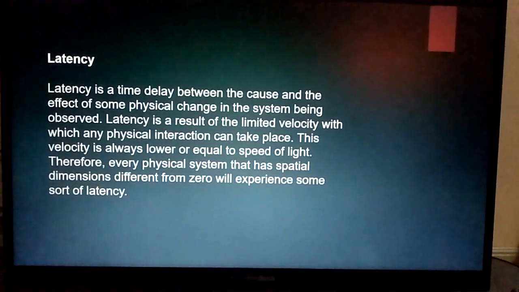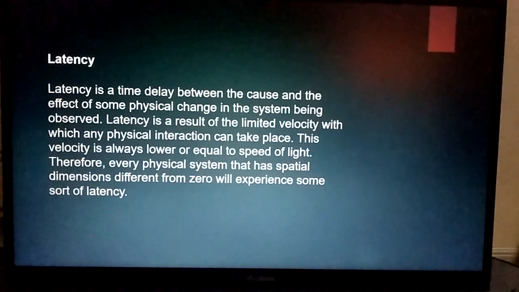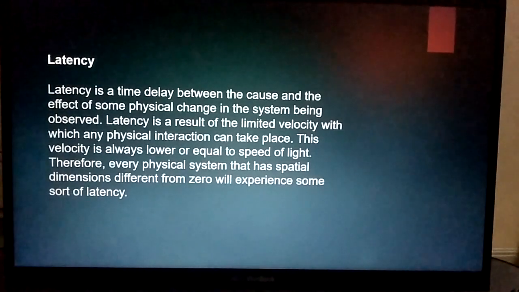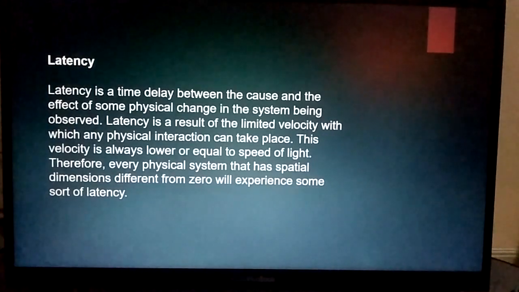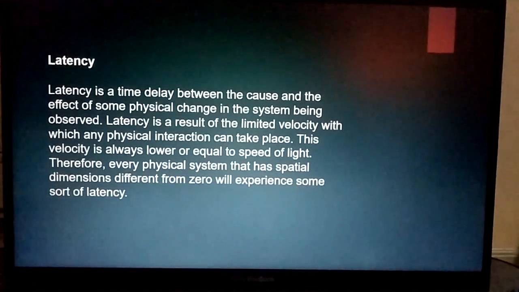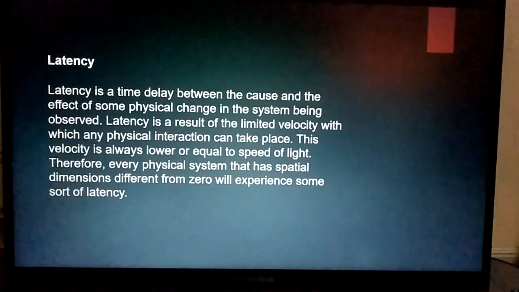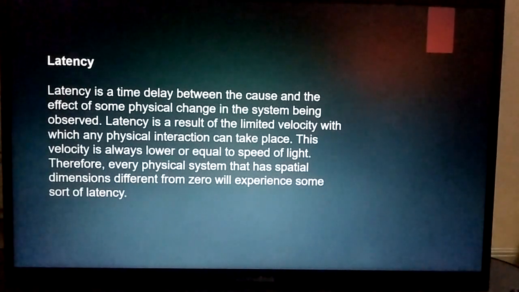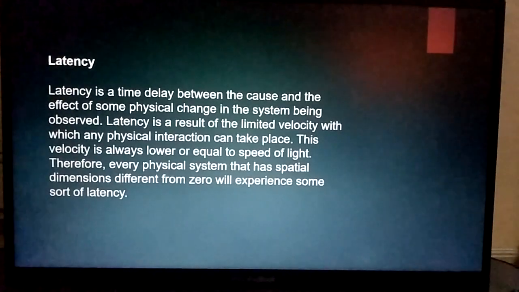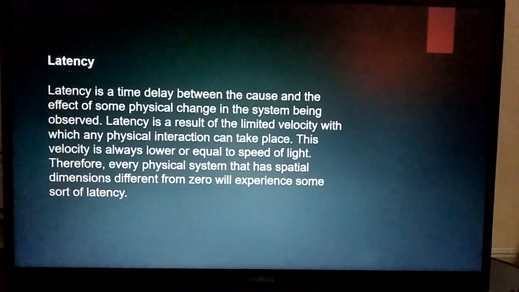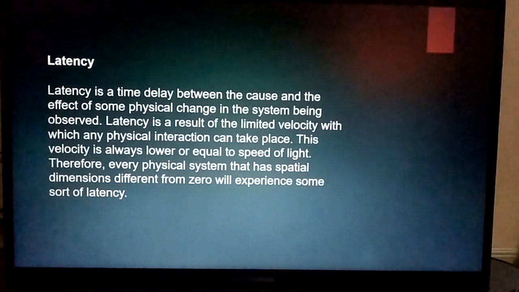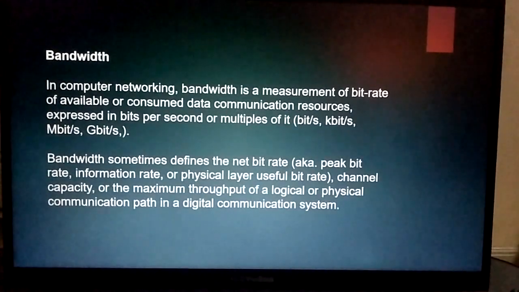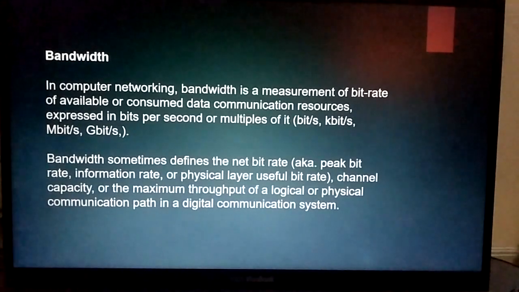Latency. Latency is a time delay between the cause and the effect of some physical change in the system being observed. Latency is a result of the limited velocity with which any physical interaction can take place. This velocity is always lower than or equal to the speed of light. Therefore, every physical system that has spatial dimension different from zero will experience some sort of latency.